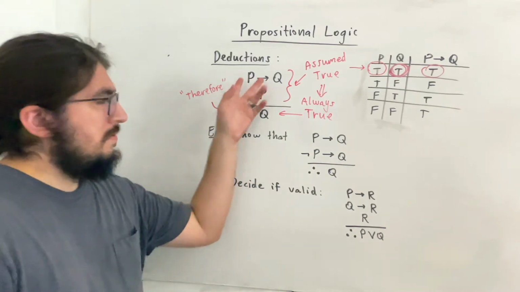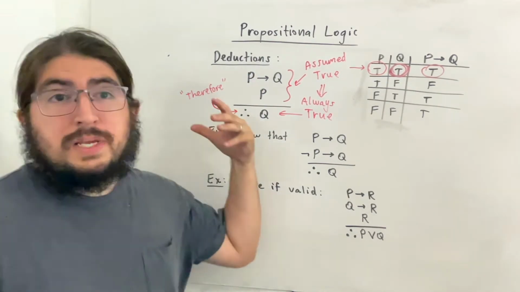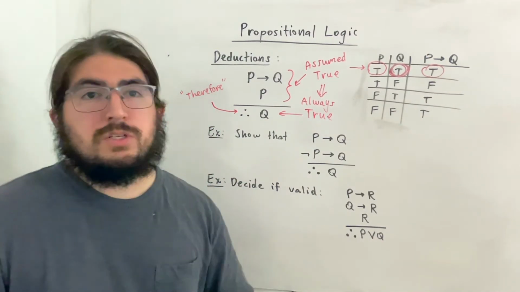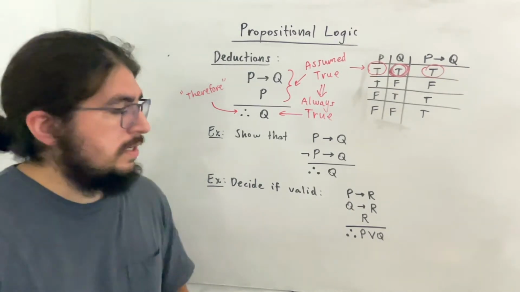Which makes sense because, if you think about it, this basically says, assuming P is true, and you have the statement "if P then Q" is true, well, the hypothesis is true, so the conclusion is true then as well.